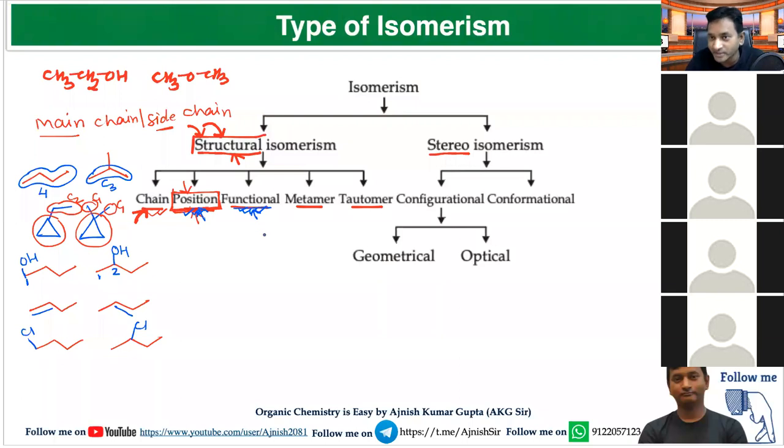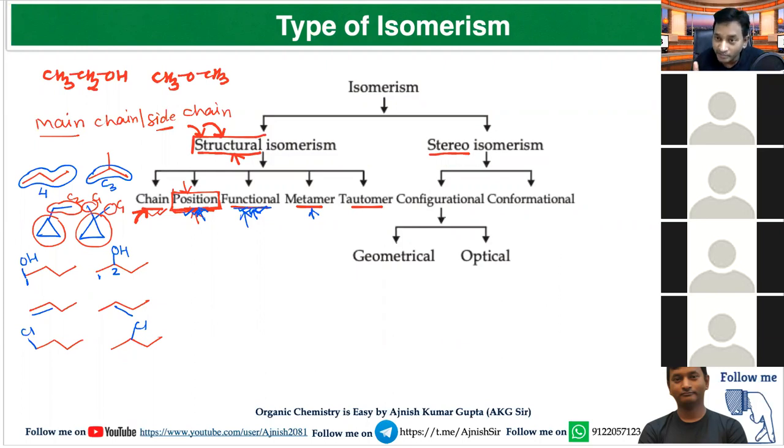Aldehyde and ketones are functional isomers. Alcohol and ethers are functional isomers. The functional group difference means functional isomers. What are metamers? Anyone? What are metamers? When two isomers have the same functional group but have different nature of alkyl group attached to the heteroatom, then these are called metamers.